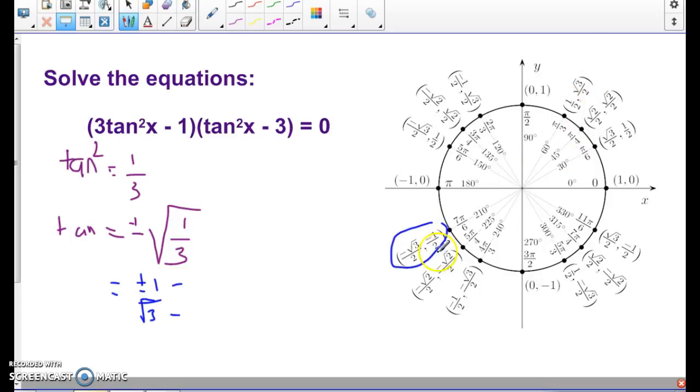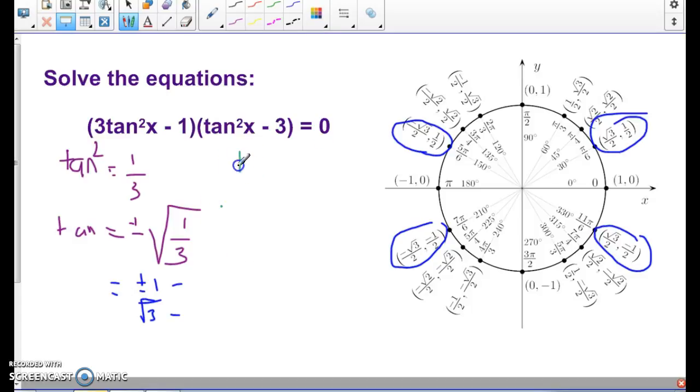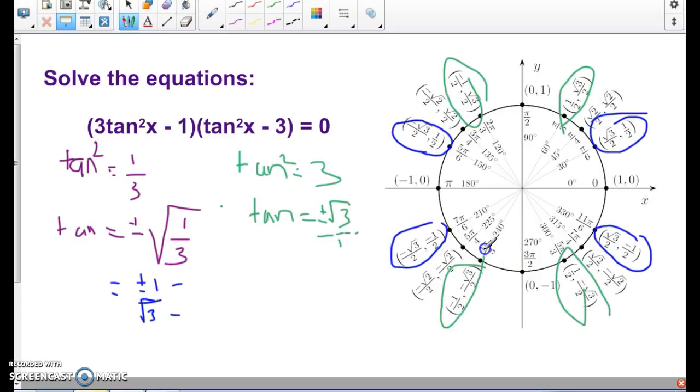So again, the sine is 1 and the cosine is root 3, in any positive negative combination. So those are my answers so far. Now let us go over to this one on the right side, and I need to set this equal to 0. So I'm looking for where the tangent squared equals 3. So I'm looking for where the tangent equals plus or minus root 3, which is root 3 over 1. So I'm looking for where the sine is root 3 and the cosine is 1, and any positive negative combination of that, which are all these answers.